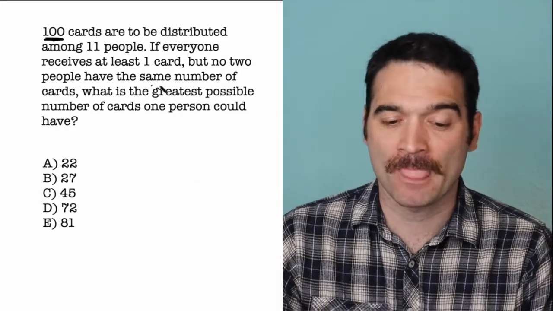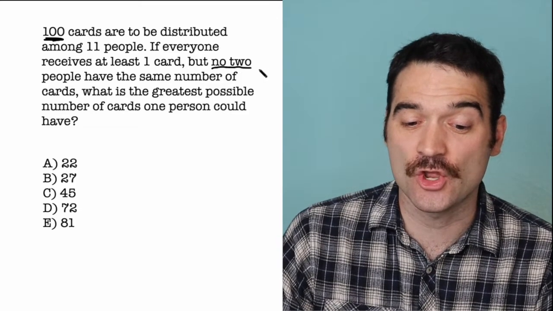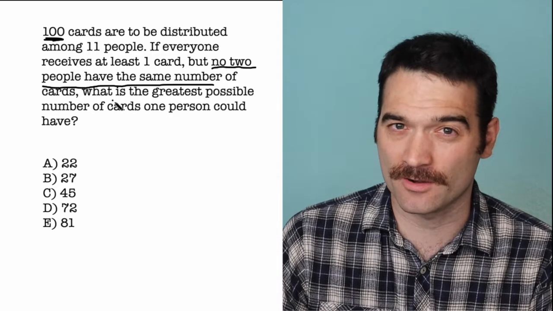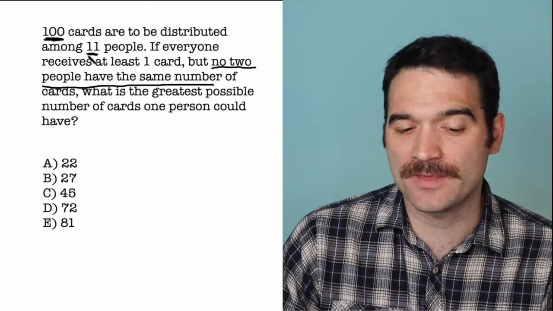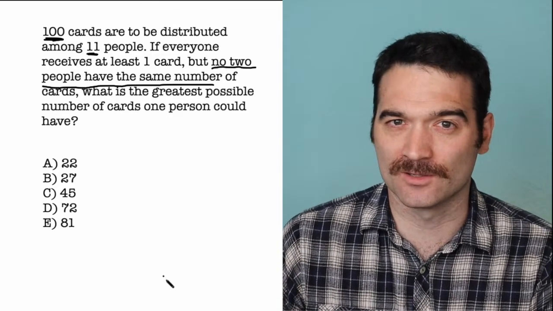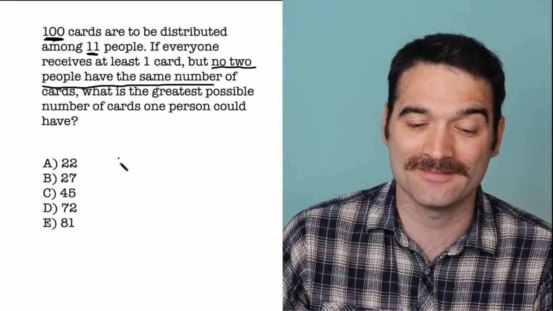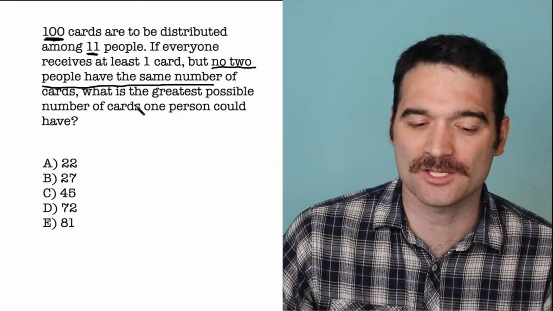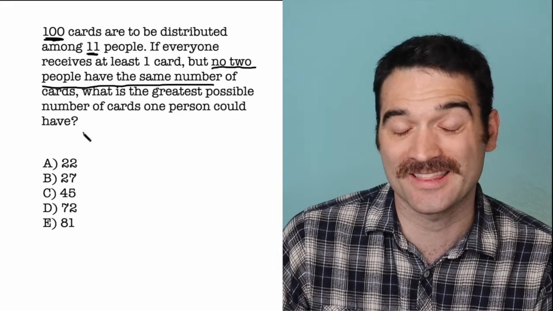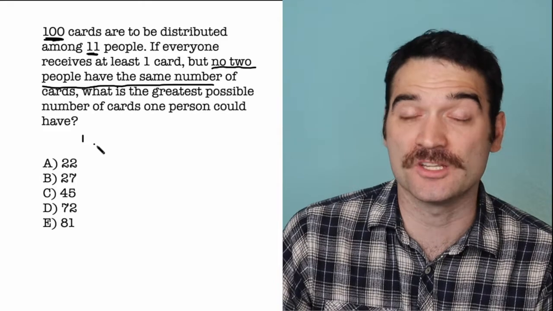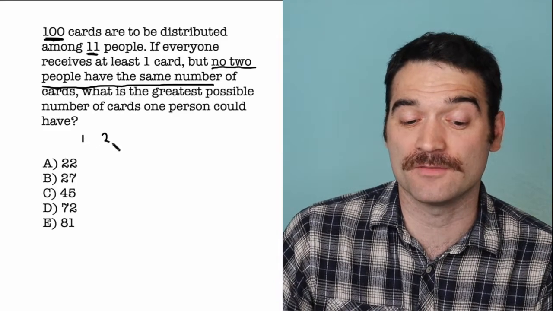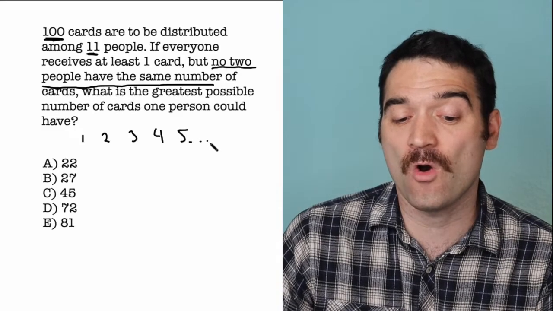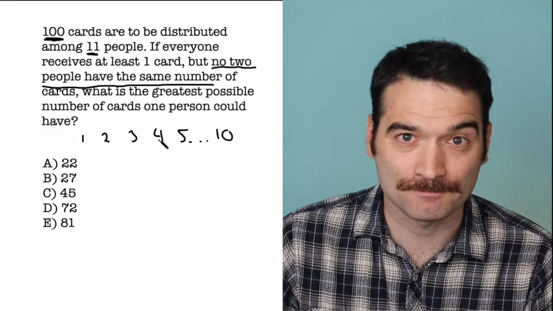Not so fast, right? Because there's this condition that says no two people are allowed to have the same number of cards. So if I have 11 people here, and one of them is going to be our lucky winner, that means the other 10 have to have the smallest number of cards possible. So the distribution is going to look something like this. First person is going to receive one card. The second person is going to receive two. The third person is going to receive 3, 4, 5, and so on, all the way up to 10.